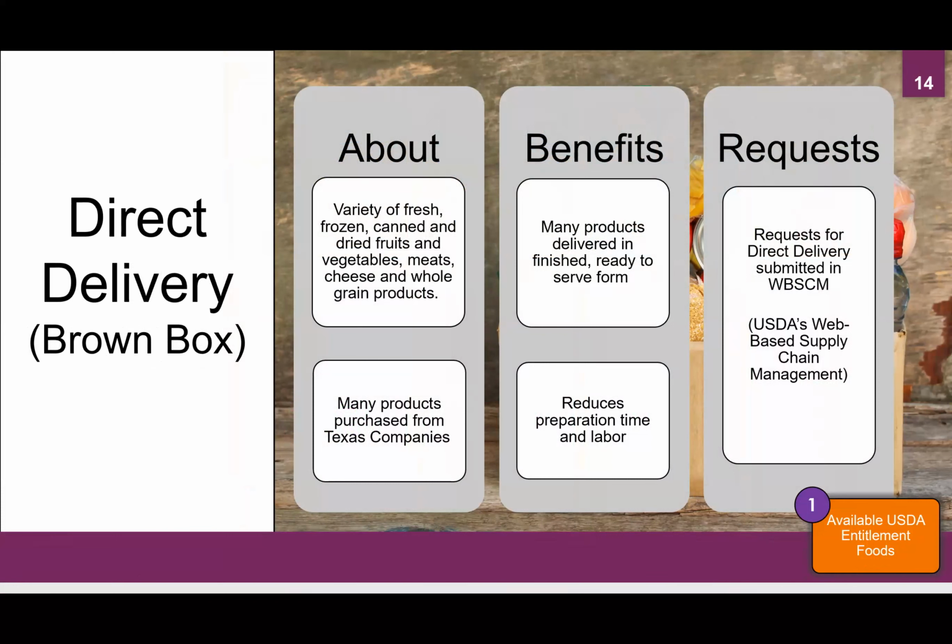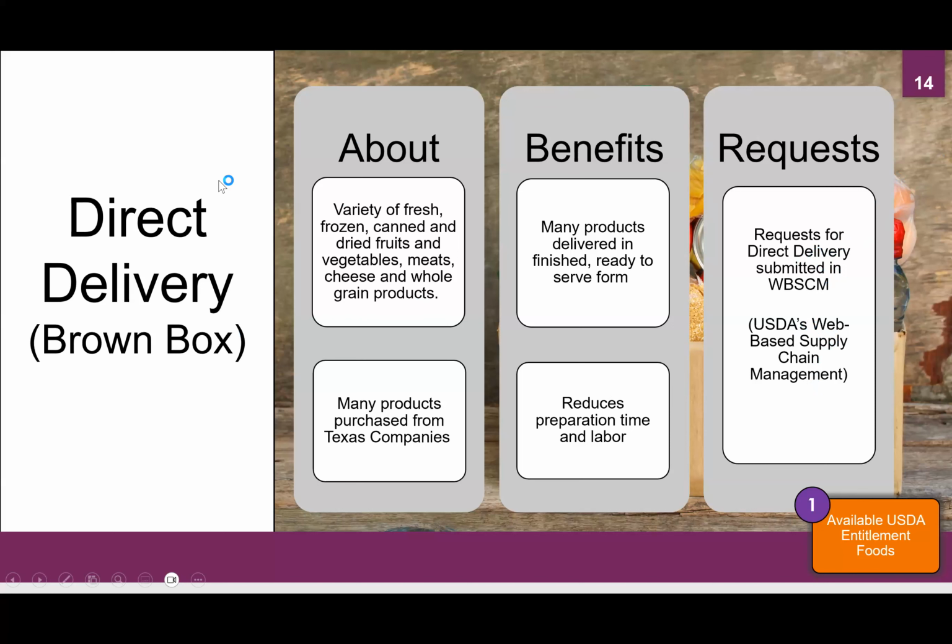So direct delivery, also known as brown box. About this program, this particular program includes a variety of fresh fruits and vegetables, meats, cheese, whole grain products. And a lot of the products do come from Texas companies, which is a great benefit. A lot of these products are already in a finished state and they're ready to serve. So that's also great, which reduces your preparation time and your labor. And as far as making your requests, you're going to make your requests for direct delivery in WBSCM, which is our new USDA web supply chain management system.